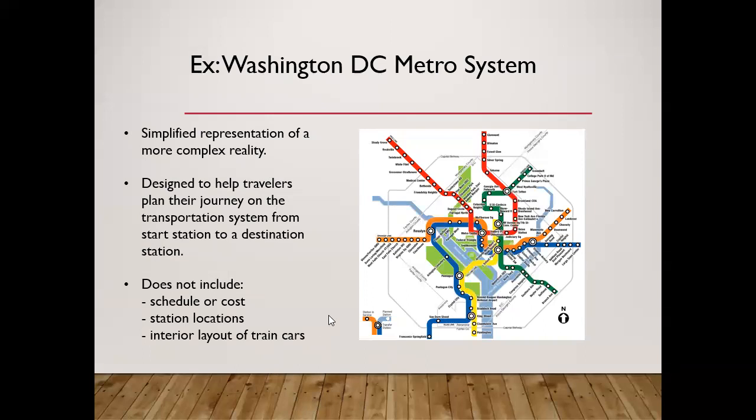This is a real metro as well. This is for Washington, D.C. A lot of cities have metros. And you see they have the lines.